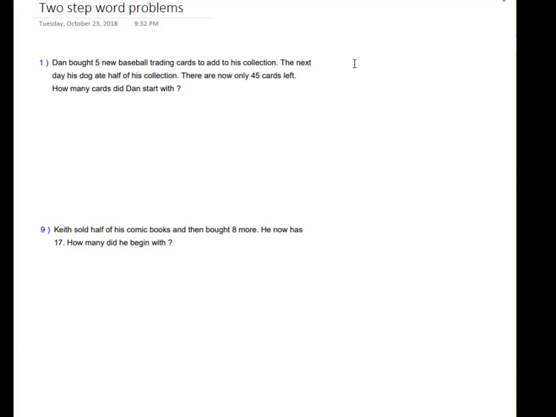Dan bought 5 cards. So if he bought 5 cards, he added 5 cards to his collection. So he bought that. Okay, let's see if we can get that in there. But he bought 5 cards. Okay. The next day, his dog ate half. So the dog ate half. And let's see, what else do we know? Oh, now he has 45 cards. So now he has 45 cards, right?